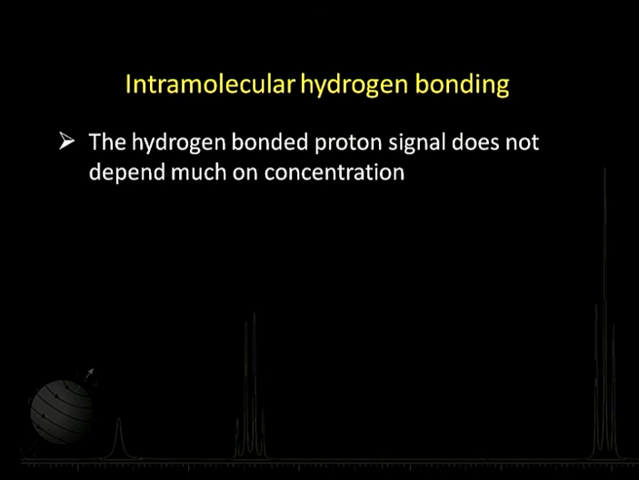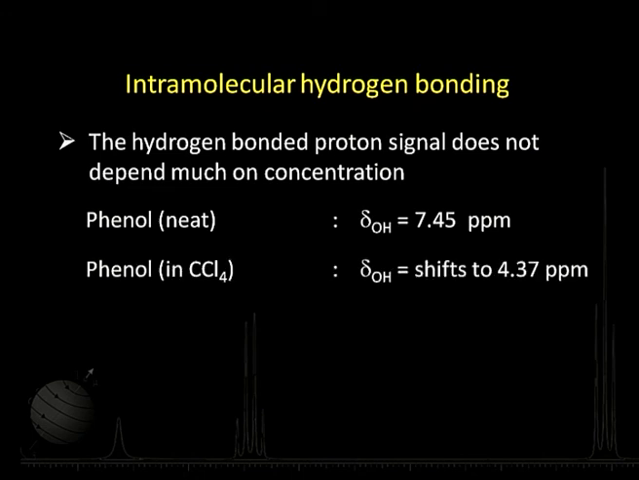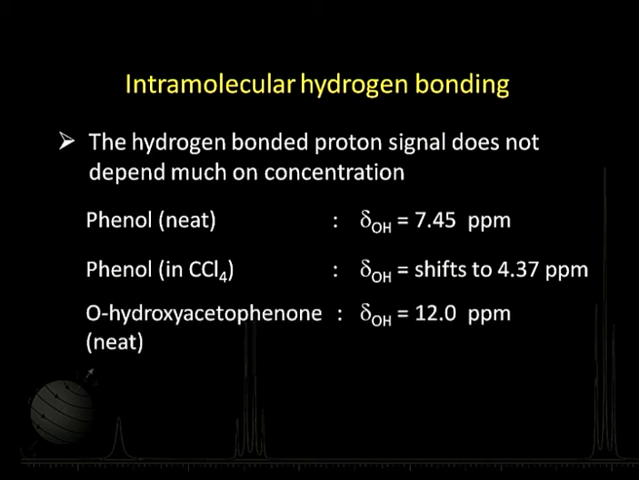On the other hand, if I talk about intramolecular hydrogen bonding, we find that it does not depend too much on the concentration. Let us take the same example again, that of phenol, 7.45 goes to 4.37 in presence of CCl4. But if I take a related molecule like ortho-hydroxyacetophenone, delta OH is at about 12 ppm, and if I add CCl4, there is hardly any change, because in this case of intramolecular hydrogen bonding, the hydrogen bond is within the molecule. So, these intermolecular interactions do not come into play, and there is no significant change in presence of a solvent like CCl4.